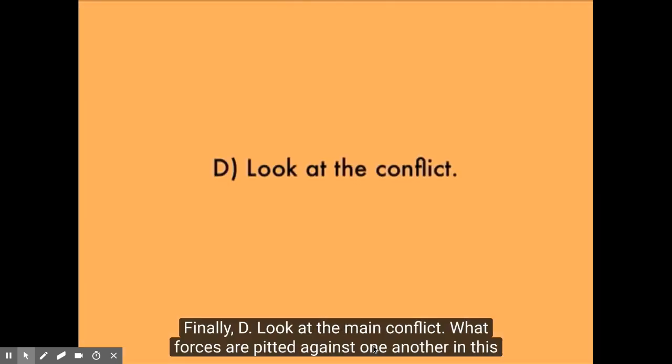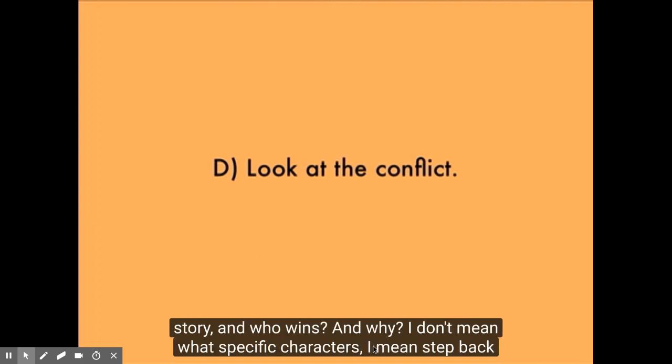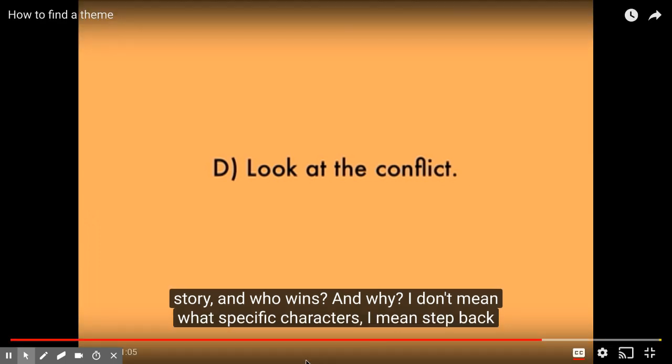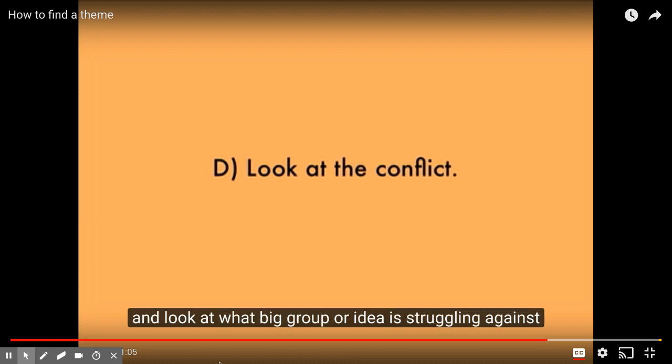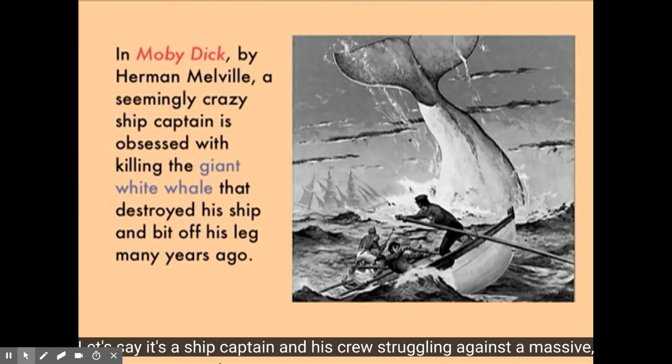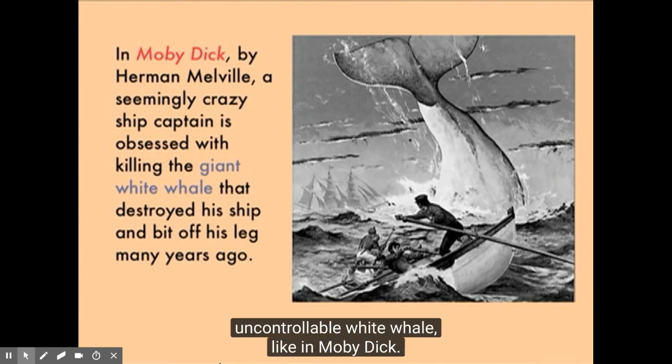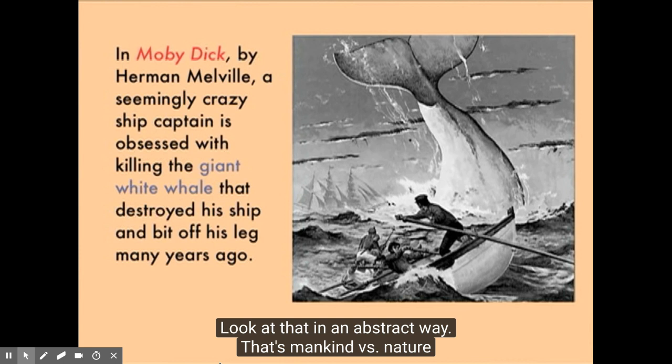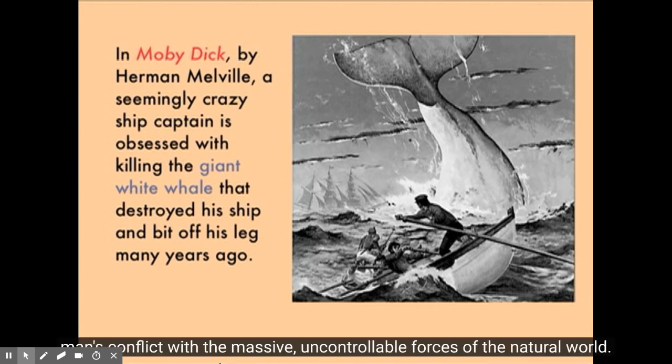Finally, D. Look at the main conflict. What forces are pitted against one another in this story, and who wins, and why? I don't mean what specific characters, I mean step back and look at what big group or idea is struggling against some other bigger group or idea. Let's say it's a ship captain and his crew struggling against a massive, uncontrollable white whale, like in Moby Dick. Look at that in an abstract way. That's mankind versus nature. So maybe the theme has something to do with man's conflict with the massive, uncontrollable forces of the natural world. So let's review quickly.